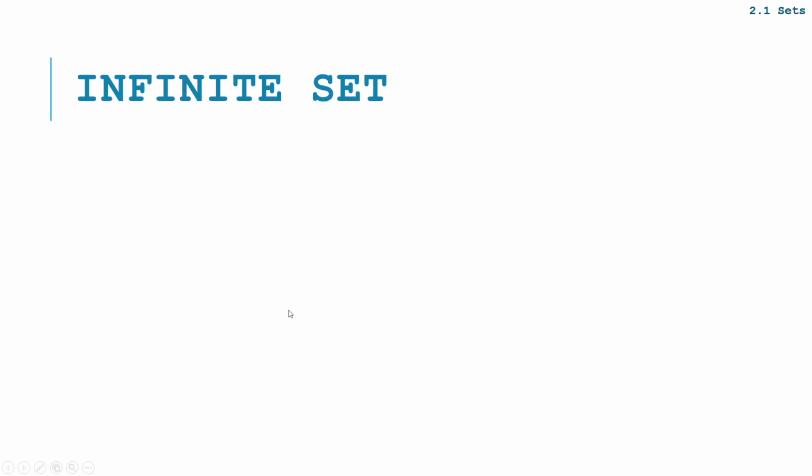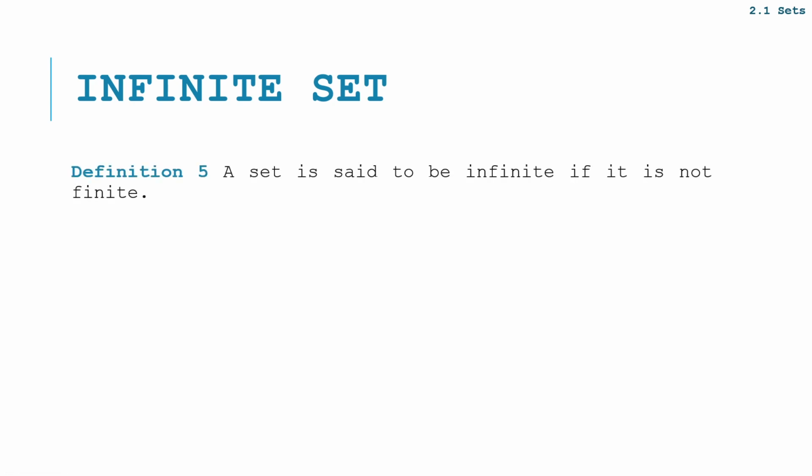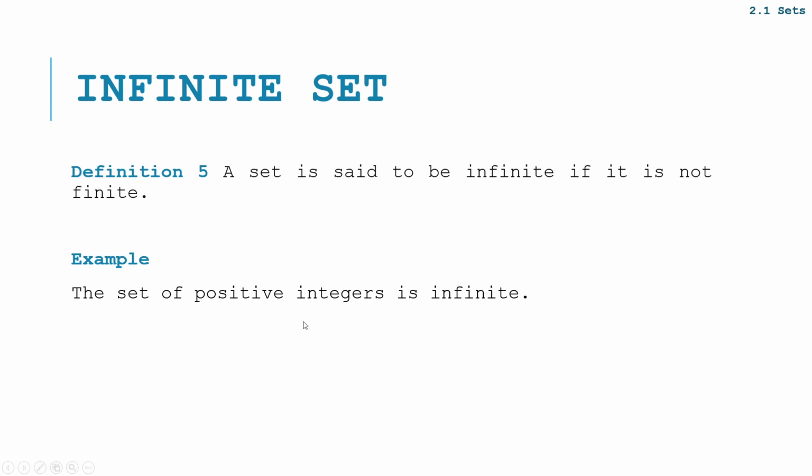A set is called an infinite set if it is not finite. It means to say that we could not list down the elements in that set because the elements in that set are infinite. The set of positive integers is infinite because there are infinitely many elements in this set; it can go on and on forever. You would never find the end value for the set of positive integers. That's why we say the set of positive integers is an infinite set.